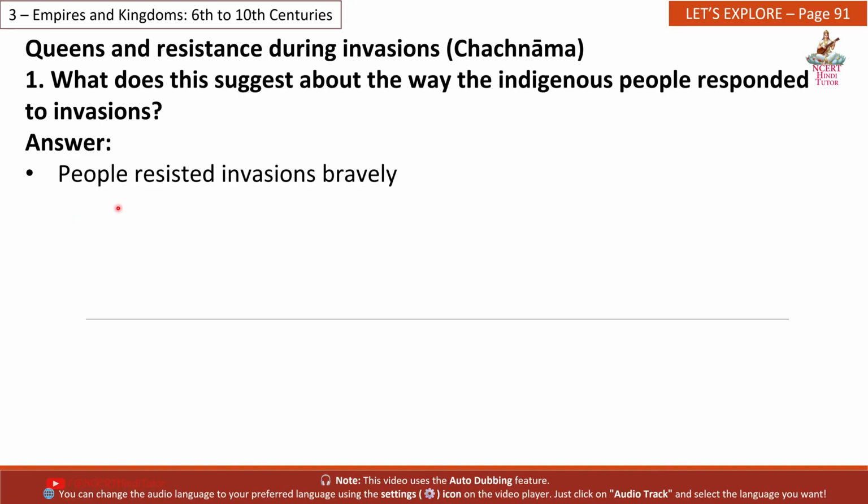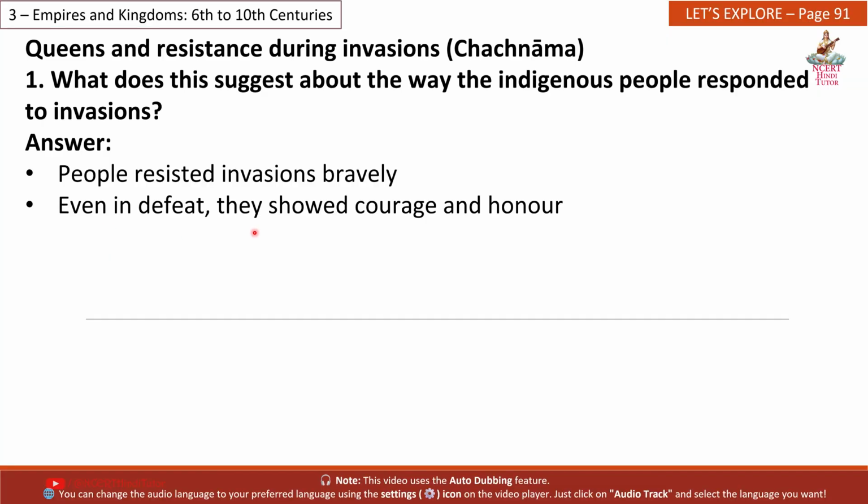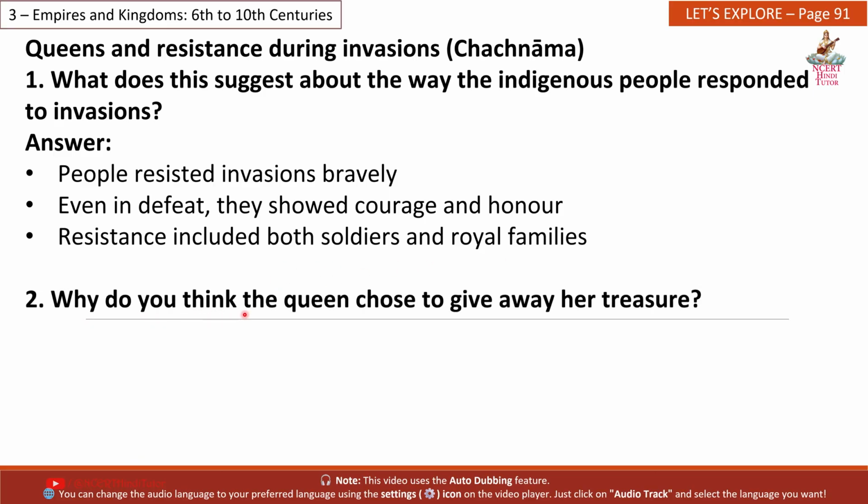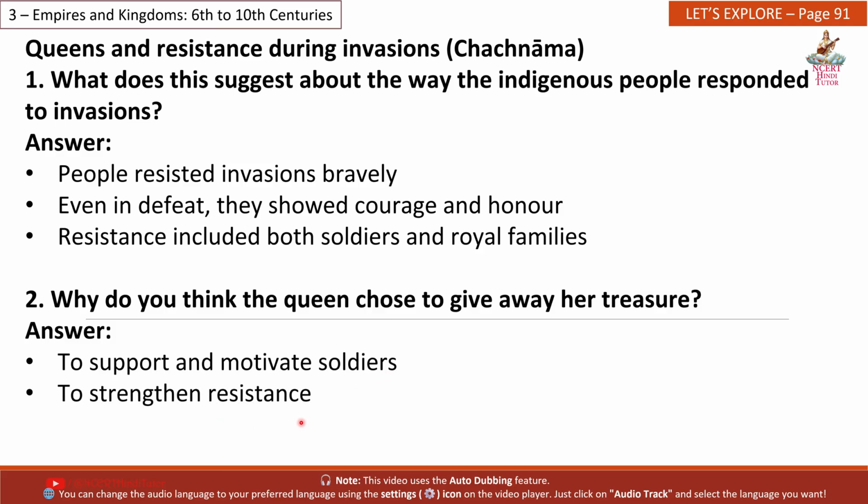Answer. People resisted invasions bravely. Even in defeat, they showed courage and honor. Resistance included both soldiers and royal families. Question 2. Why do you think the queen chose to give away her treasure? Answer. To support and motivate soldiers, to strengthen resistance, to show selflessness and leadership.